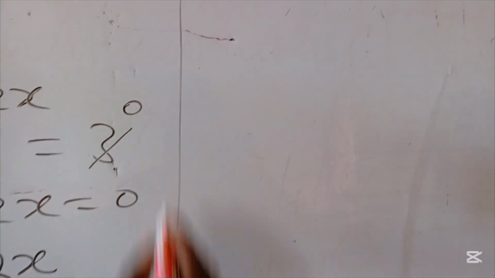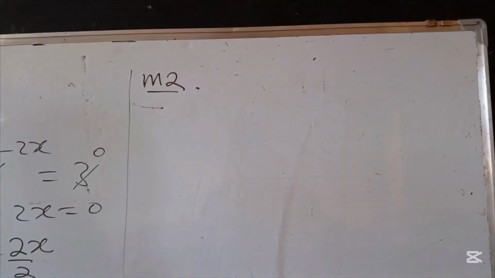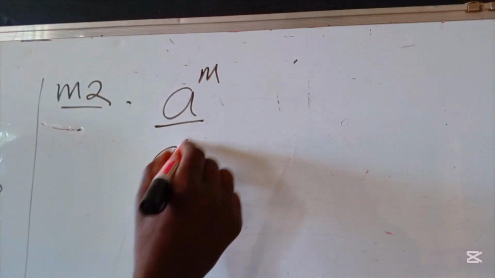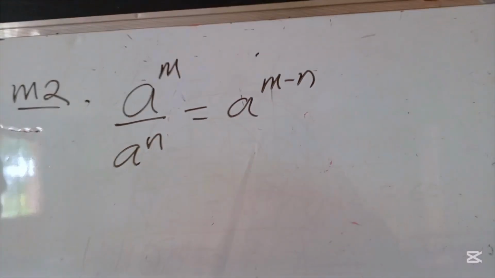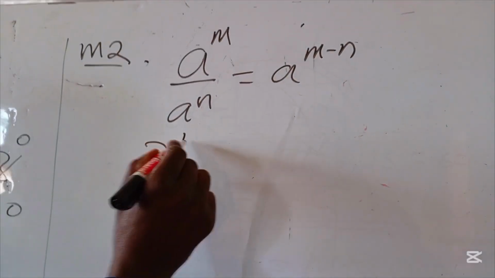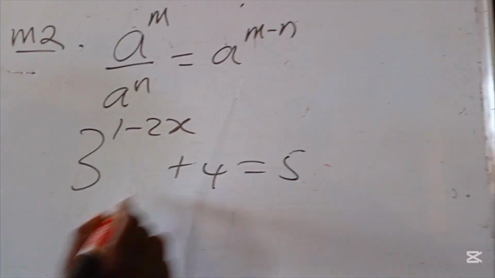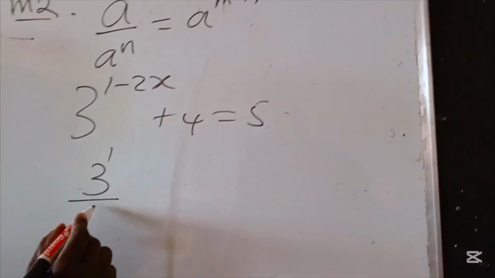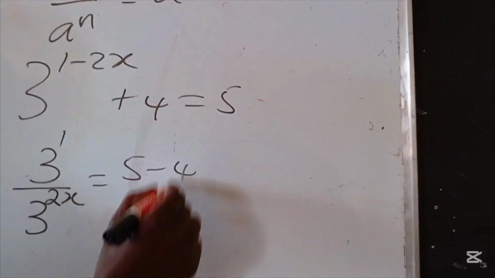Method number 2, I'm going to use the laws of indices again. I know for sure that if you have a to the power m over a to the power n, it is the same as a to the power m minus n, the power on top minus the power at the bottom. So equally, when you see this question, you agree with me that when you reached here, I can interpret this one as 3 to the power 1 minus 2x equals 5 minus 4.